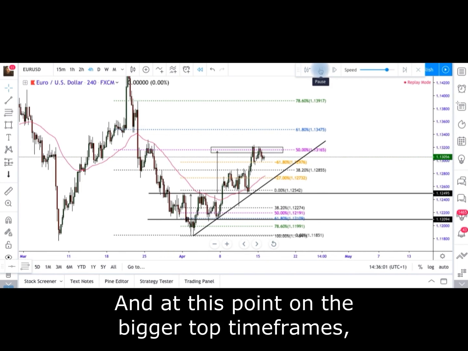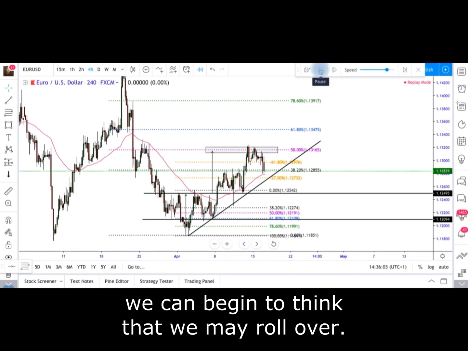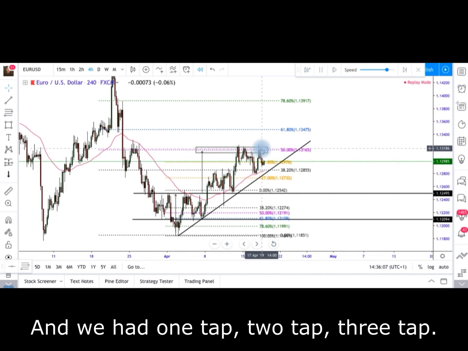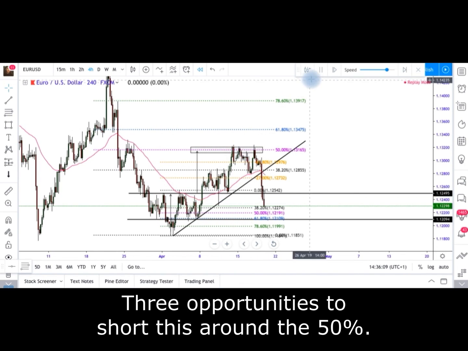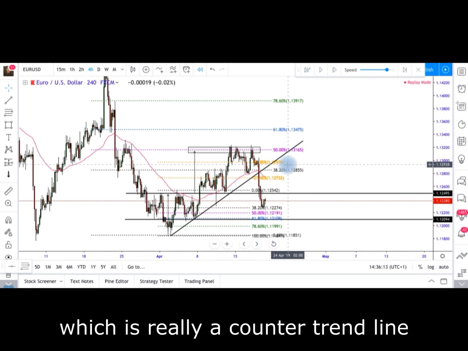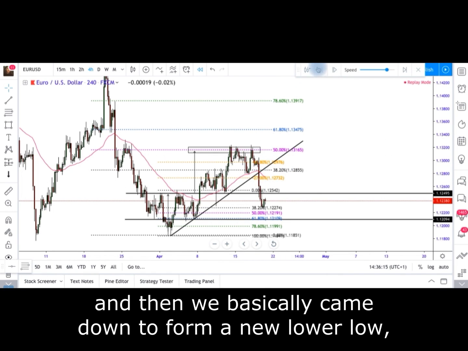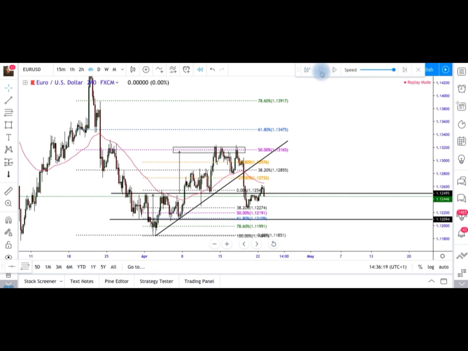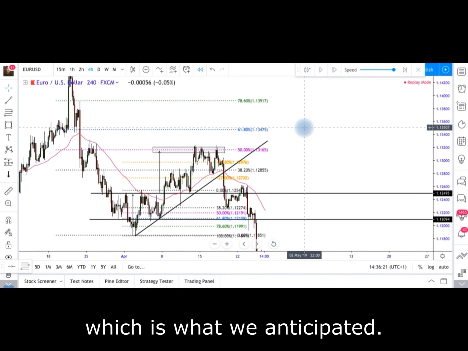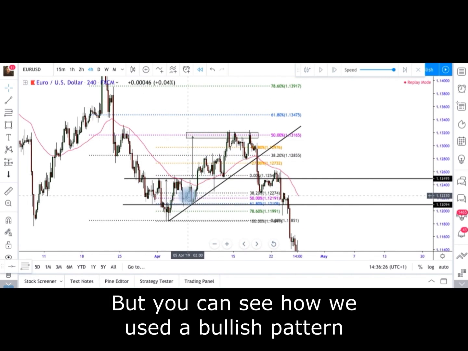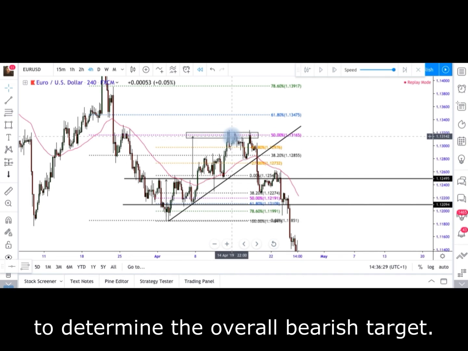And at this point, on the bigger time frames, we can begin to think that we may roll over. Now we had one tap, two tap, three opportunities to short this around the 50%. And then obviously we broke this trend line, which is really a counter trend line. And then we basically came down to form a new lower low, which is what we anticipated anyway, because we are in a bearish sequence. But you can see how we used a bullish pattern to determine the overall bearish target.